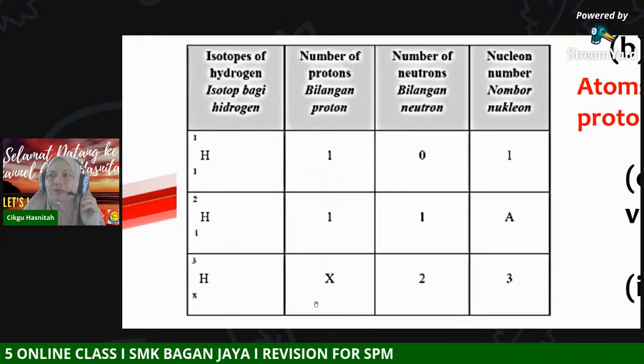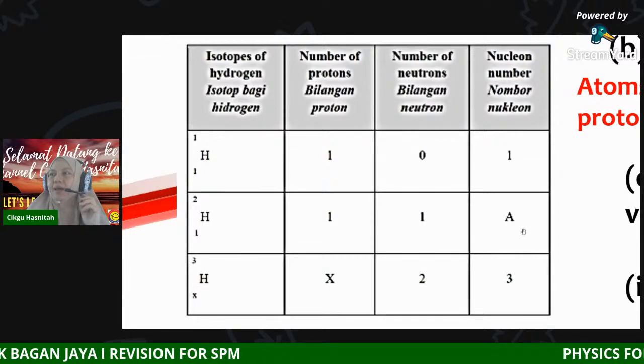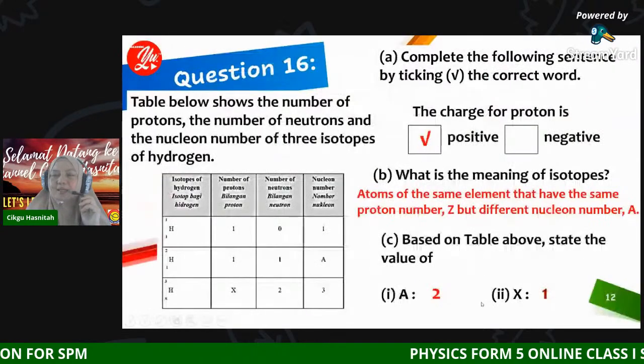1, 1, 1. So X will be 1. Okay. While for A, it is 2.